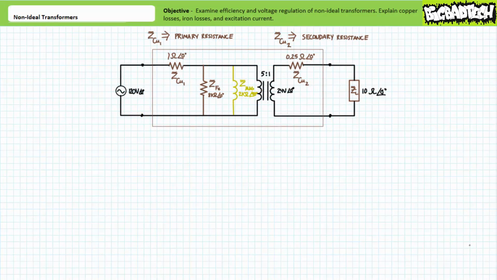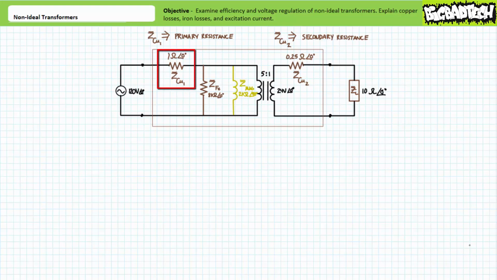Let's again step this up a notch and see if we can now account for copper losses associated with the resistance of the transformer windings. This time, we need to modify both the primary and secondary side, and as such, we'll need to perform a more involved series parallel circuit analysis. Let's say the secondary winding can be modeled as having a small resistance, ZCU2, of 0.25 ohms in series with the 10 ohm load resistance.